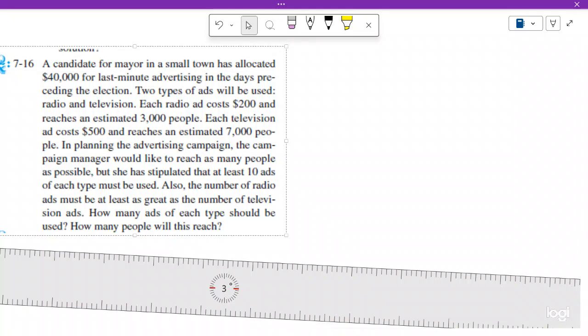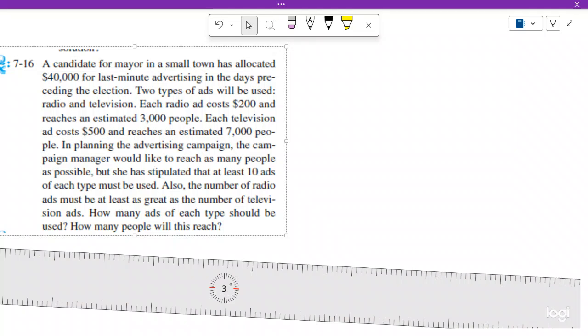To a very interesting question. It says a candidate for mayor in a small town has allocated 40,000 rand for last minute advertising in the days preceding the election. Net, the budget is 40,000 rand. Okay?